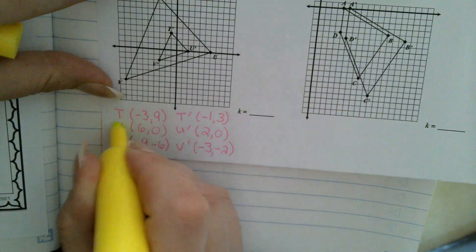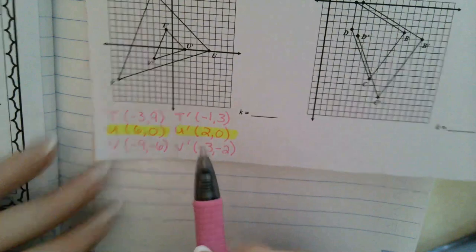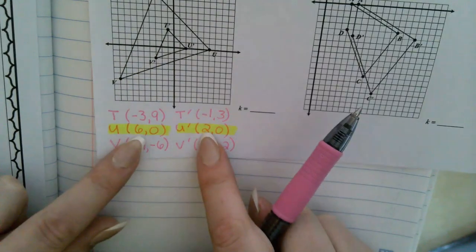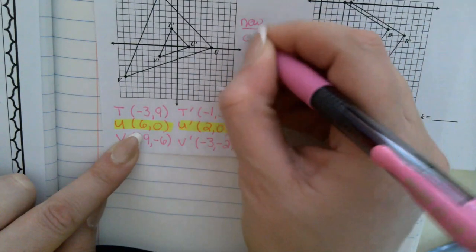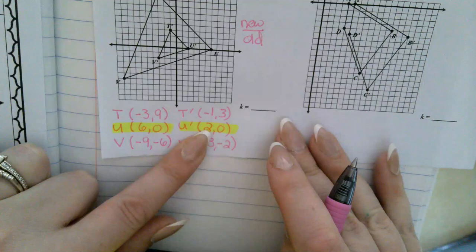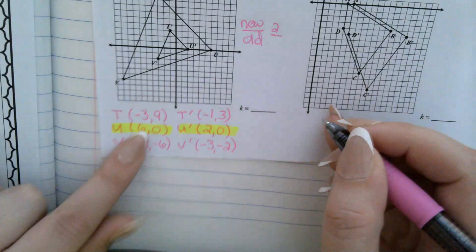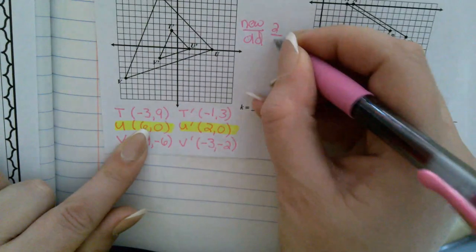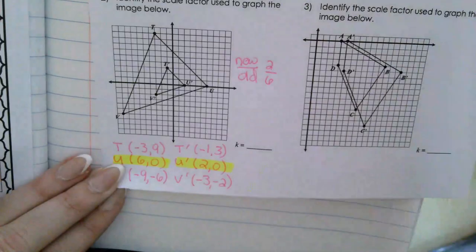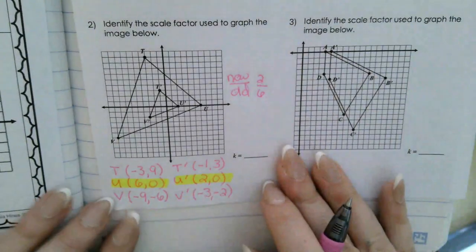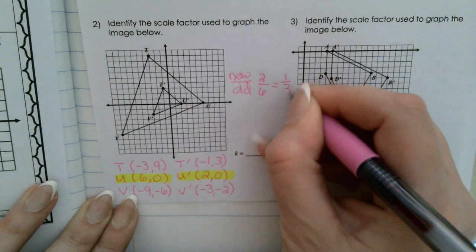So I'm just going to highlight these just so you can see what we're comparing. The zeros aren't going to help me here, right? Because anything times 0 is 0. So I can look at my x coordinates. So again, it's new divided by old. My new x coordinate in U prime is 2. My old x coordinate in U is 6. That's going to be what my scale factor is, but I can simplify it. What can 2/6 simplify to? 1/3. Okay? So that is your scale factor.